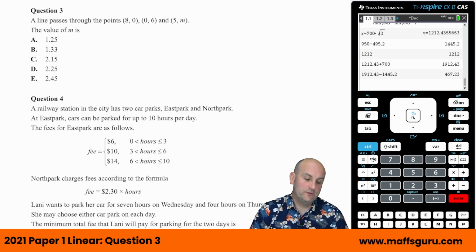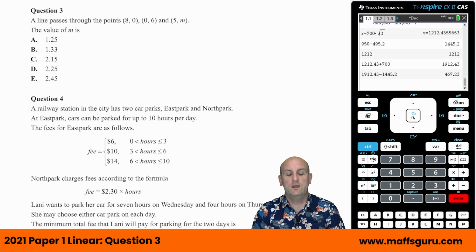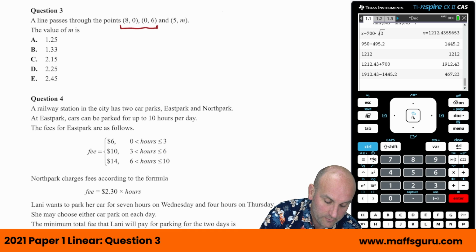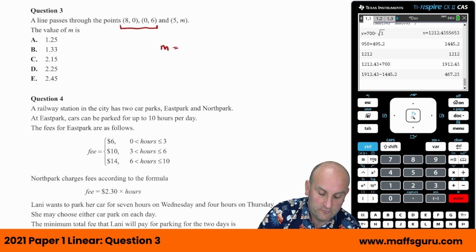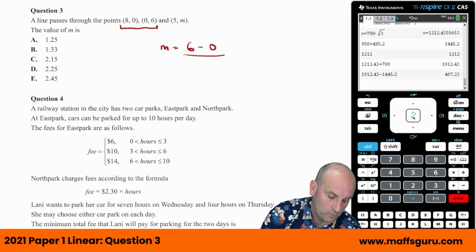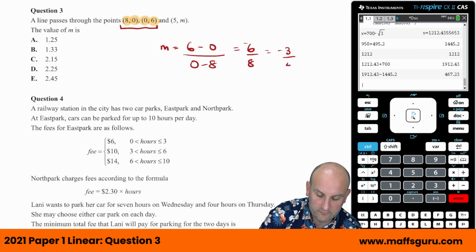A line passes through the points (8, 0), (0, 6) and (5, m). The value of m is... Okay, so I worked out the gradient between these two points. So I know the gradient between those two is y2, which is 6, minus y1, over 0 minus 8, which gives me 6 on minus 8, which gives me minus 3 on 4.